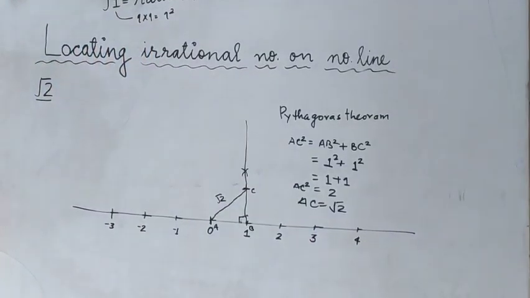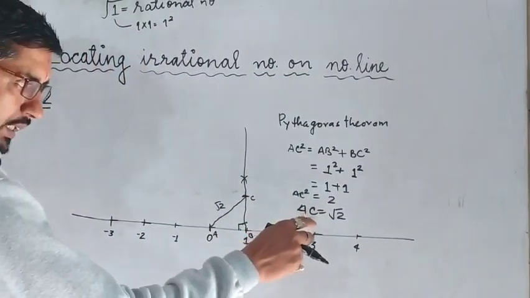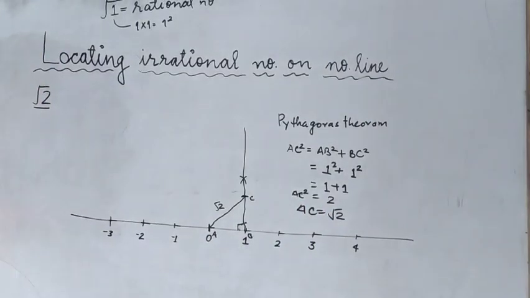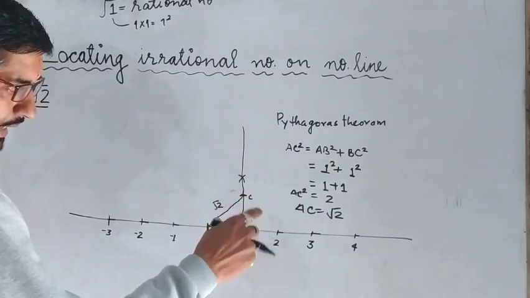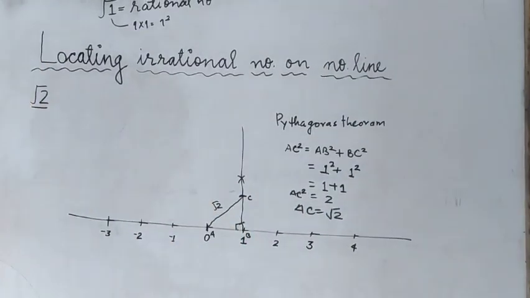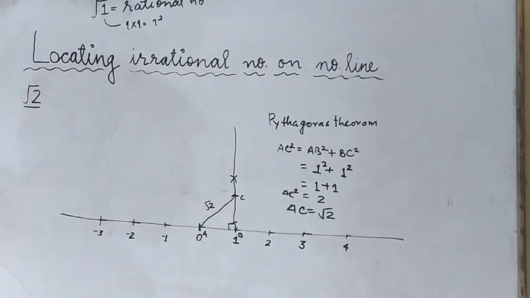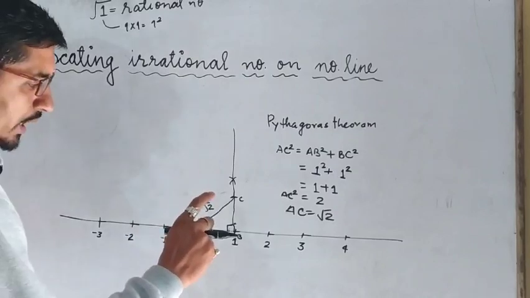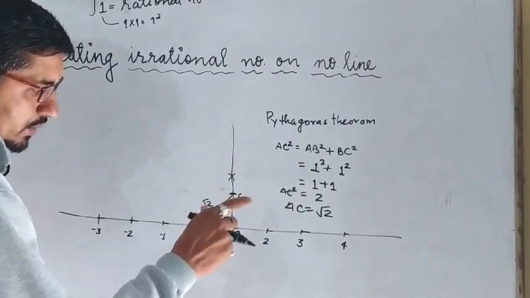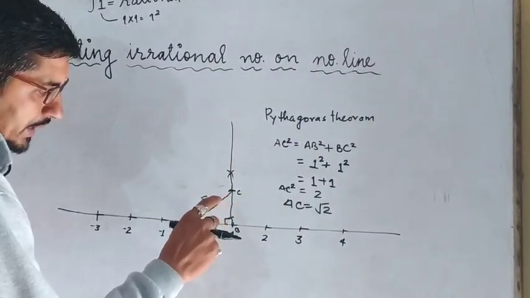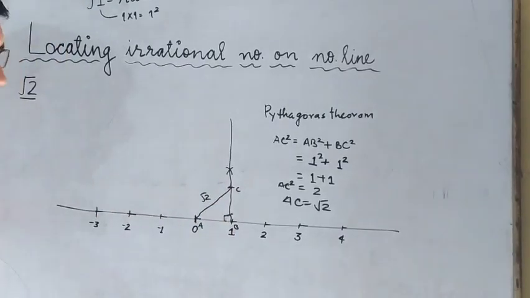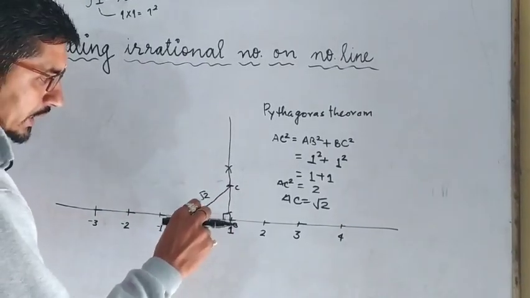Okay. Now hence AC is root 2. हमें मिल गया AC क्या है? Root 2. So that means the distance from A to C is root 2. Now what we have to make? Now we have to make a circle by taking AC as radius.